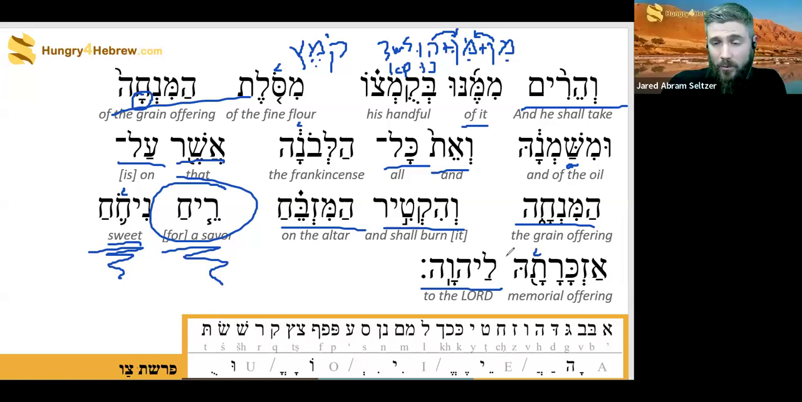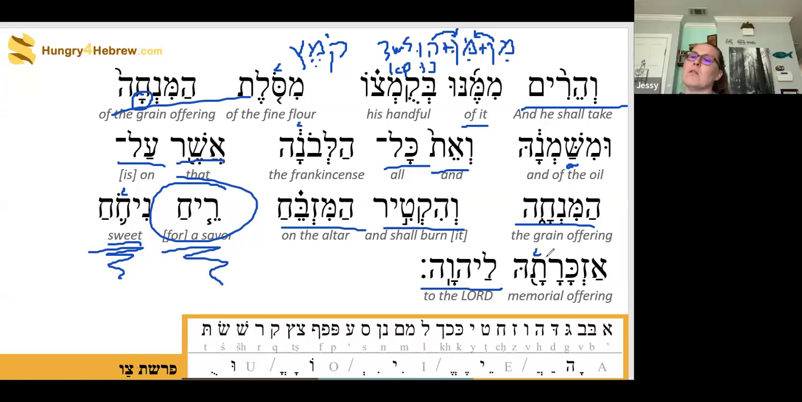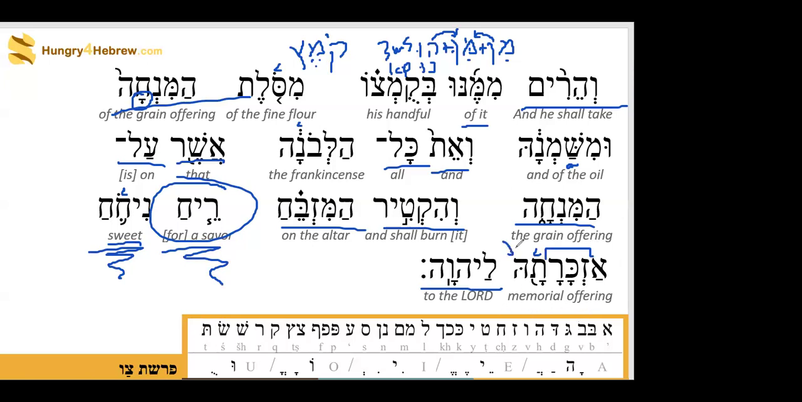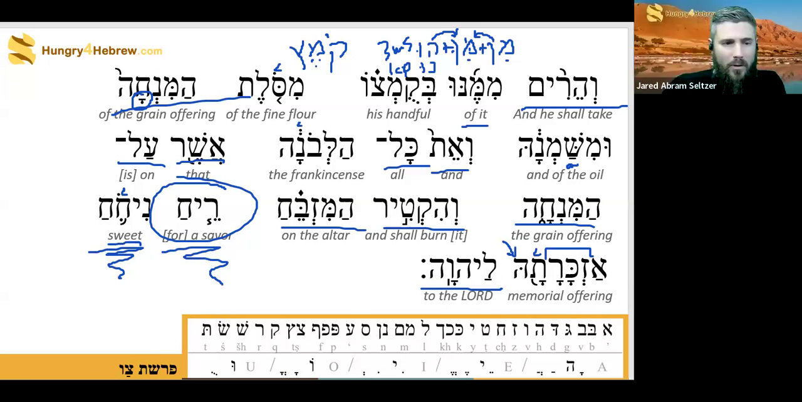Azkarata, it comes from the root what? Zakhar. So it's a memorial, a remembering, something of her, belonging to her, to the Lord. Sweet. All right. Comments or questions?